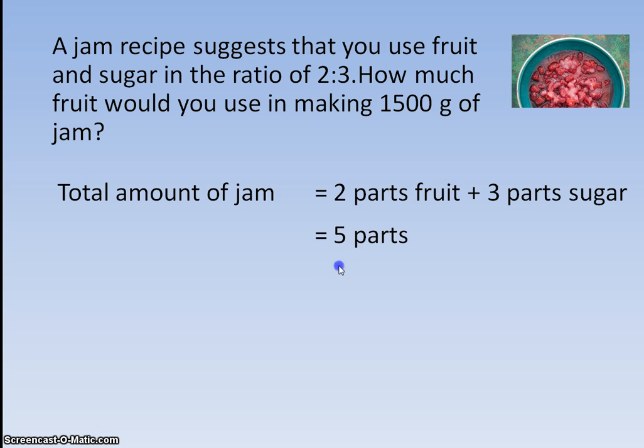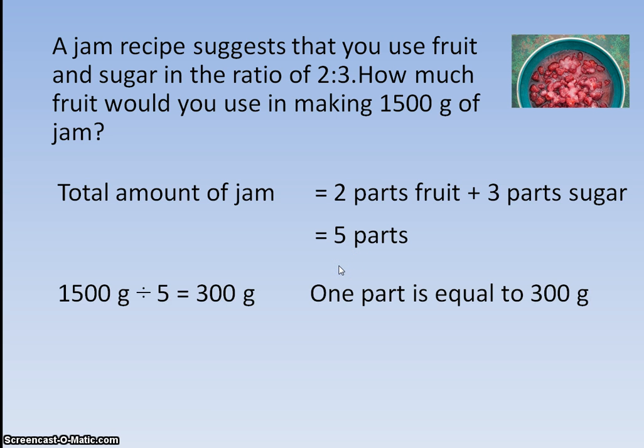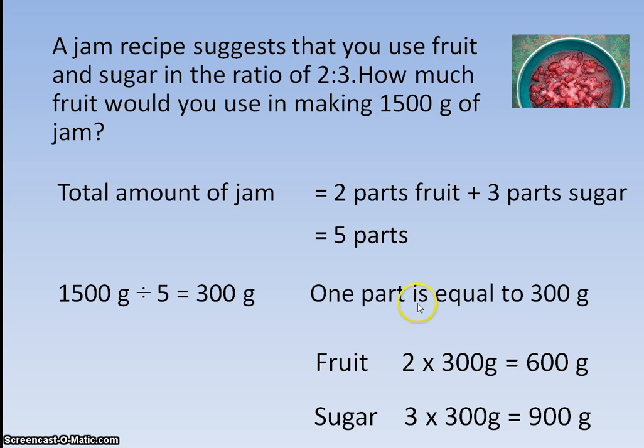So if we know that we've got 5 parts, we have to divide the 1500 grams, which is the total amount of the jam, by 5 to find the weight of 1 part, which in this case would be 300 grams. So 1 part is equal to 300. So on that basis, if we know what 1 part is equal to, we know that the fruit, which we saw is 2 parts, would be 2 lots of 300, which is 600 grams, whereas the sugar, which is 3 parts, would be 3 lots of 300, which is 900.